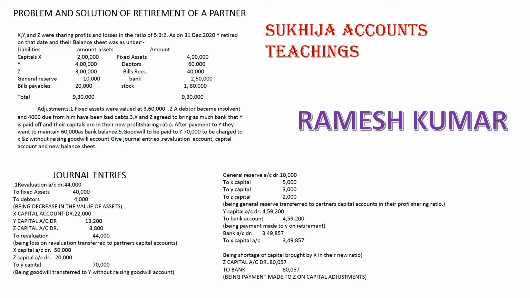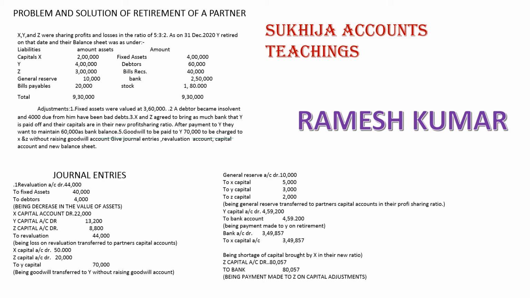Now for goodwill. It is in gaining ratio. When the question is silent, the remaining ratio serves as the new ratio as well as the gaining ratio. Y is retiring. Therefore, the remaining 5:2 will serve as the new ratio as well as gaining ratio. X capital account debit 50,000, Z capital account debit 20,000 to Y's capital 70,000. Being goodwill transferred to Y without raising goodwill account.